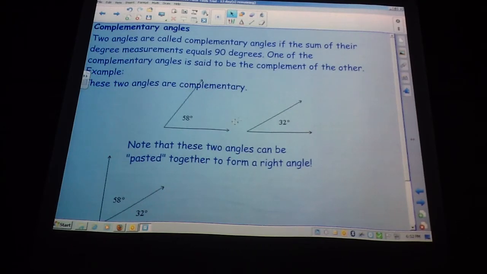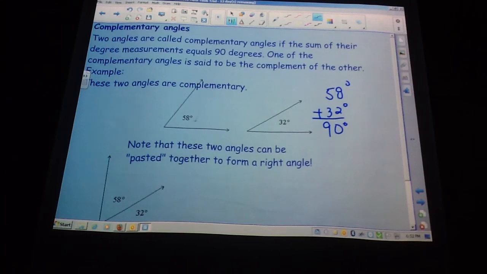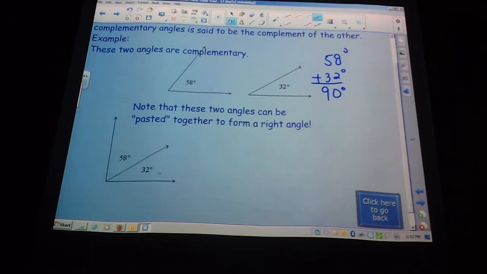So they have to be just two angles, and they have to add up to equal 90 degrees is the key to this. Notice that we've got two angles here. Their measurements are given. If I add their two measurements and they add to equal 90 degrees, then those are what we call complementary angles. The 32 degree angle is the complement of the 58 degree angle. Right here, if we put them back to back, they form a right angle.